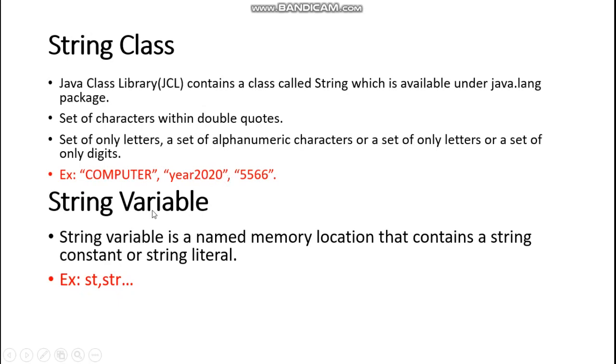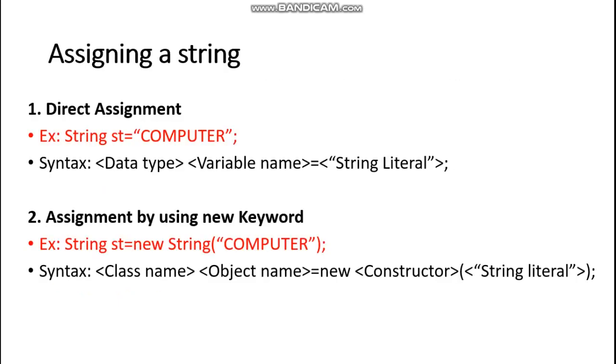Okay. And what is a string variable? It is a memory location where we can store all the string values. For declaring a string, there are two ways. The first one is direct assignment. That means during the declaration time itself, we can give the value of the string. So the syntax will be String, that means the data type, then any variable name equal to, and in double quotes, you can give the string literal or string value. And the second method is assignment by using the new keyword.